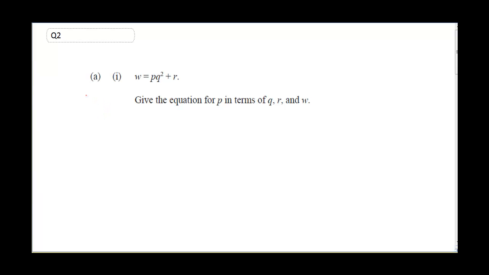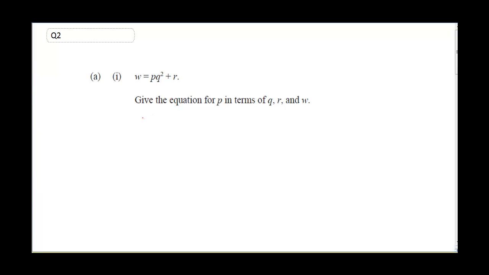In this video, we're going to be solving question 2 of the NCEA MCAT past questions. Question 2(a)(i) says W is equal to PQ squared plus R. Give the equation for P in terms of Q, R, and W. Another way to ask this question is to say make P the subject of the formula. So we are going to rearrange this equation and make P the subject of the formula.